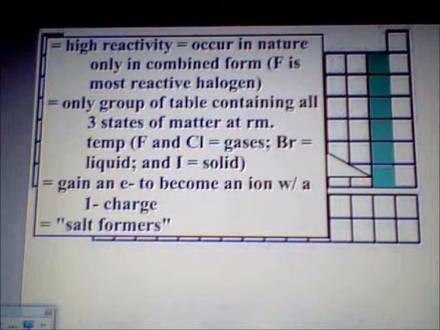This is also the only group on the periodic table that contains all 3 states of matter when they're at room temperature. Fluorine and chlorine are normally found as gases. Bromine is found as a liquid, and then down one more you have iodine that's found as a solid in nature. Halogens gain 1 electron to become an ion that has a -1 charge. And they're commonly called the salt formers.